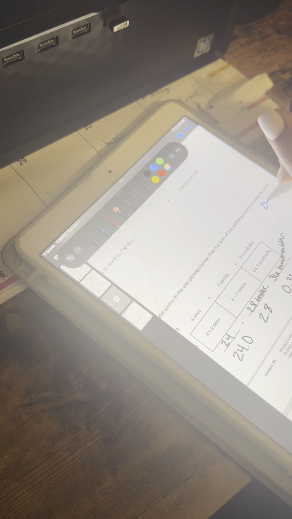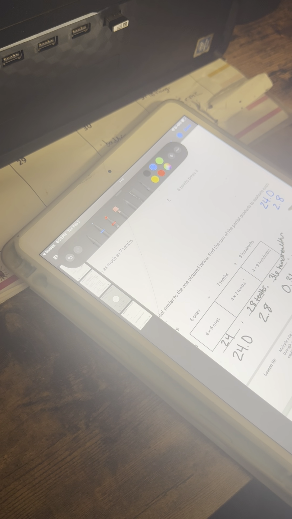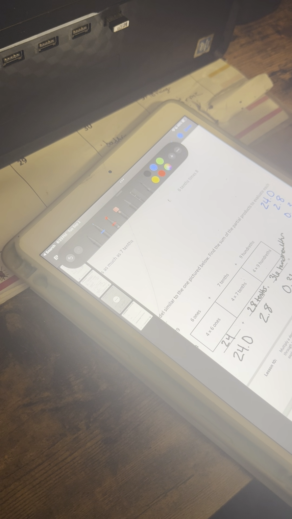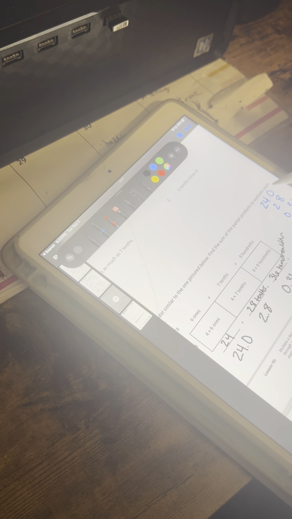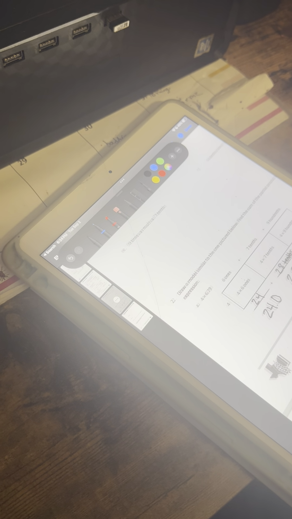So 24 plus, make sure you line up your decimals. Now we can put zeros here as placeholders and we can add them up now. 0 plus 6 is 6. 8 plus 3 is 11. We're going to put our 1 up there. 1 plus 4 is 5. 5 plus 2 is 7. Make sure you line up your decimals. 2 plus 0 is 2. So that is our answer in standard form.